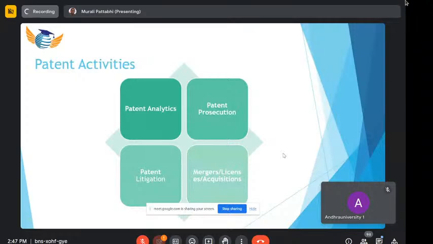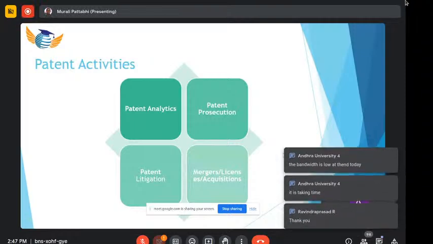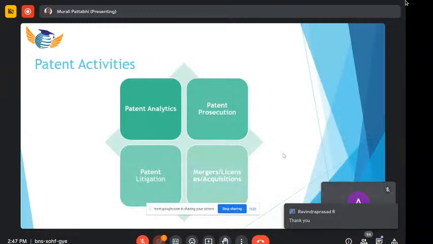Next is patent litigation. It is a broader term. Patent litigation covers whenever we get a grant or any issues related to patents that are not dealt with in the patent office but are dealt with in courts. So activities such as opposition to the patent, infringement cases or invalidation cases which go to the patent court, all those activities will be called litigation.